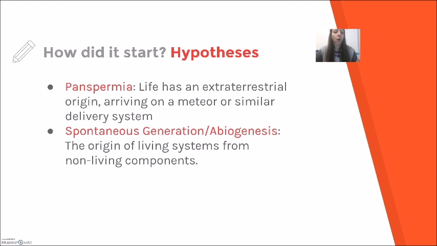Okay, so how did life on Earth start? We have the Earth's formation, but how did we get life here? There were several theories out there. Panspermia is one of the hypotheses: that life has an extraterrestrial origin, arriving on a meteor or similar delivery system at some point. There's also spontaneous generation, or abiogenesis, meaning that living systems evolve from non-living components. Spontaneous generation was actually a very popular theory for a long time. A lot of scientists thought it actually happened in modern times, but we really only think spontaneous generation ever happened once, and that was the beginning of life on Earth.